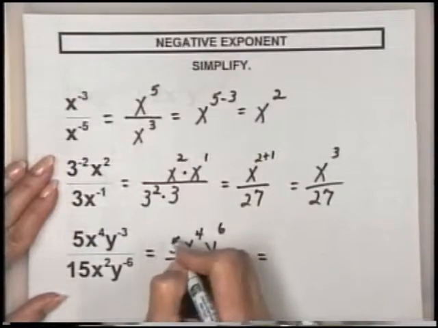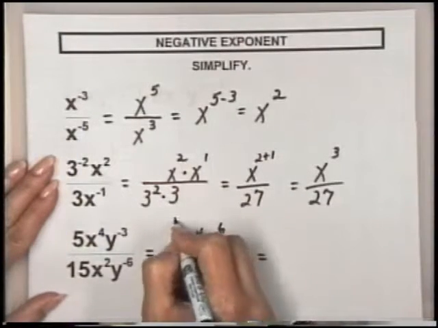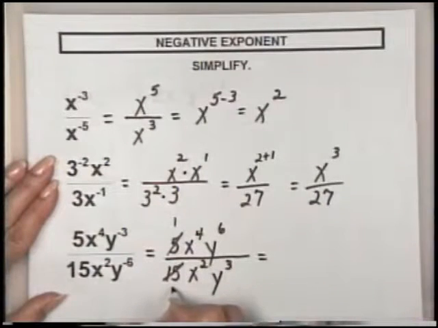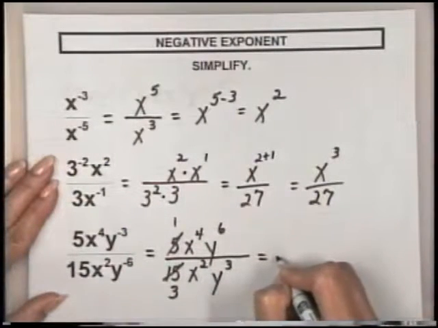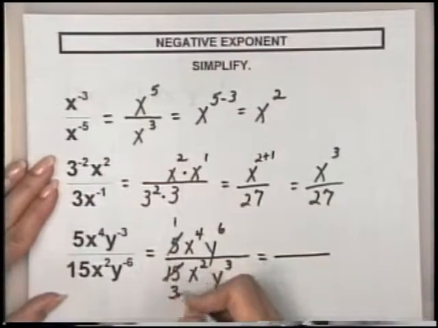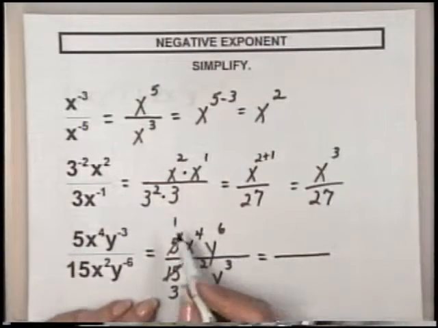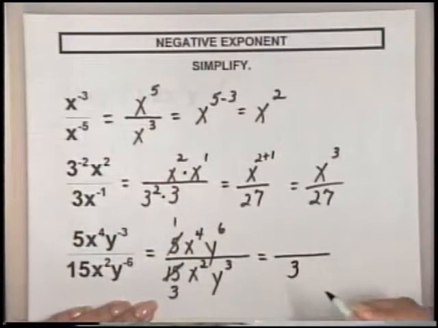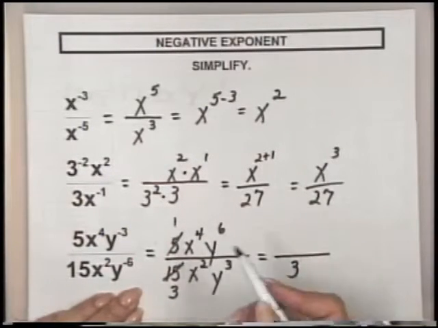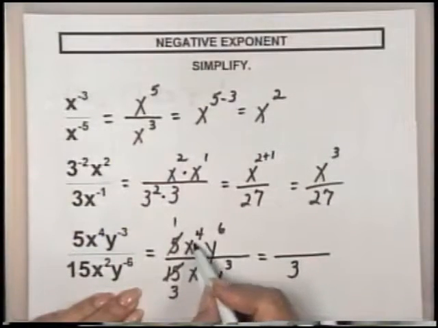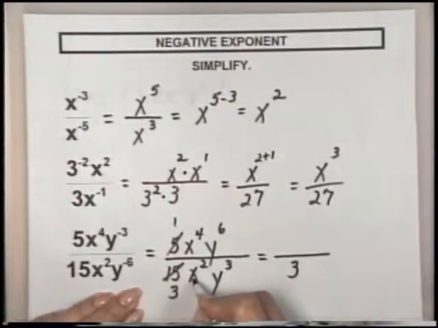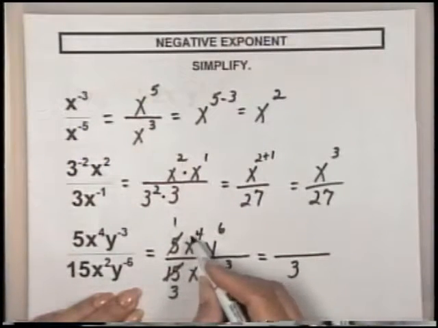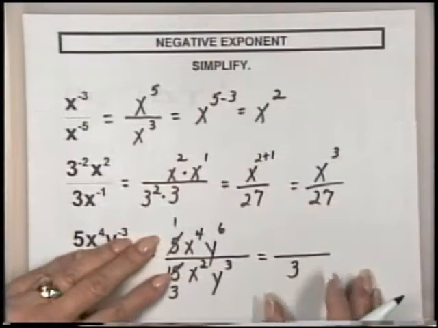Now let's see what operations we can perform. I have 5 divided by 15. Well, I can reduce by saying 5 goes into 5 once, 5 goes into 15 3 times. So I know I have 1/3. Since I will have other factors besides the 1 in the numerator, I will not write the 1 in the numerator. When I move to the x's, I have x to the 4th divided by x squared.